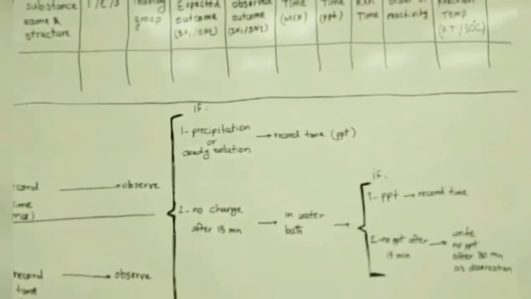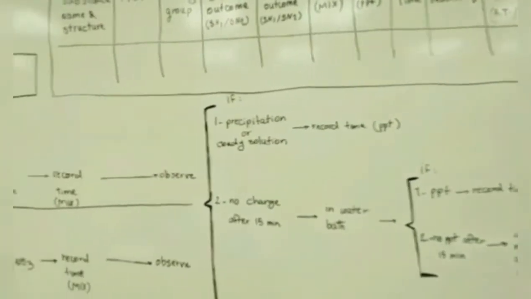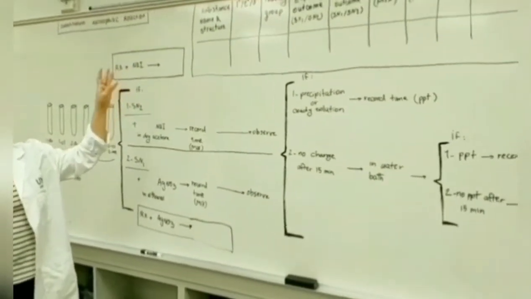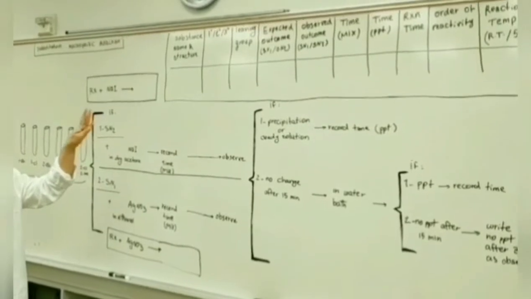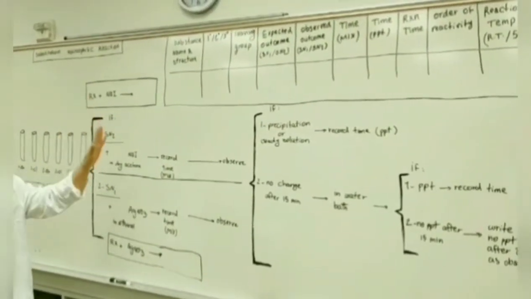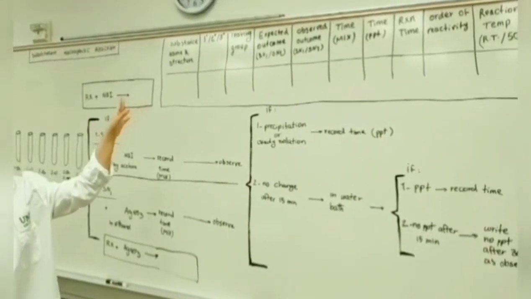You can see a table on the top of the board. You need to fill out this table with any kind of data, result, and your observation from today's experiment and write it in your lab report.